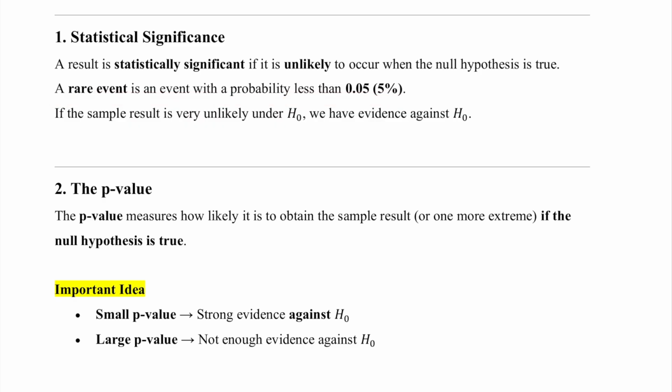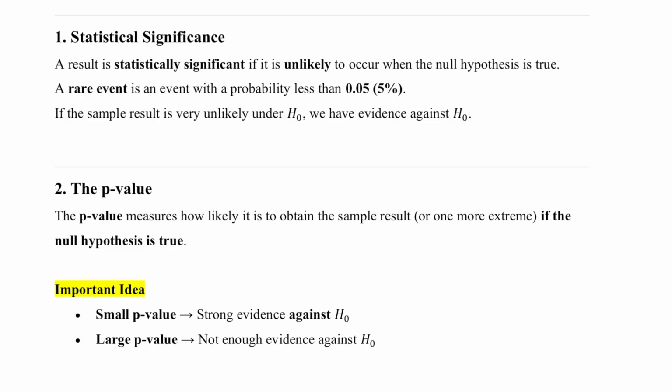Here's the key idea. When we perform a hypothesis test, we begin by assuming that the null hypothesis is true. Then we collect sample data. Now, suppose the sample produces a result that would be very unusual if the null hypothesis were actually true. If something very unusual happens, we begin to question our original assumption. That doesn't automatically prove the null hypothesis is false, but it does give us evidence against it. That's the basic idea behind hypothesis testing. We are looking for evidence that the null hypothesis may not be correct.